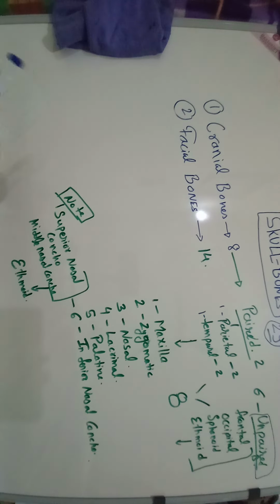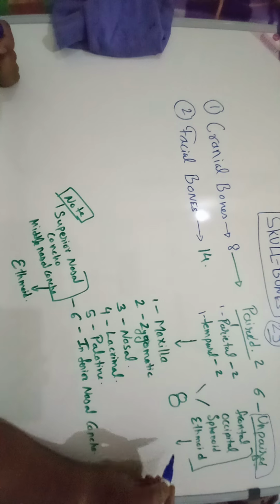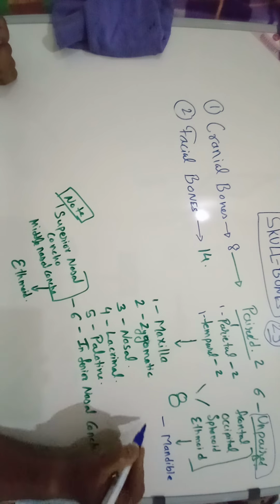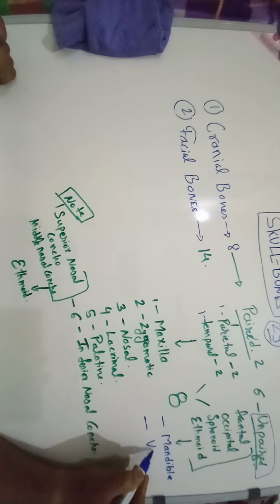And which ones are unpaired bones? Unpaired bones, first one is mandible and second one is vomer.